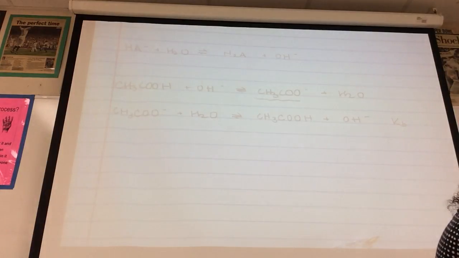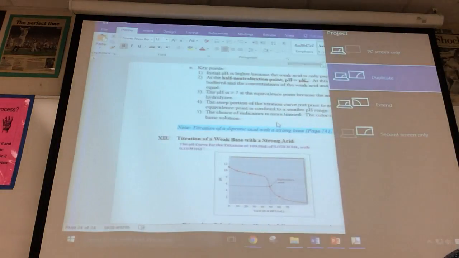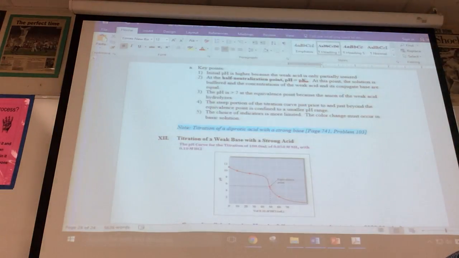The other thing I wanted to point out to you before we do the weak base with the strong acid is as follows. There are a few practice exams that have been released, and you will be taking some of these to prepare for the AP exam come April. We'll get through at least 2, and for some of you, you may want to come in and do more.